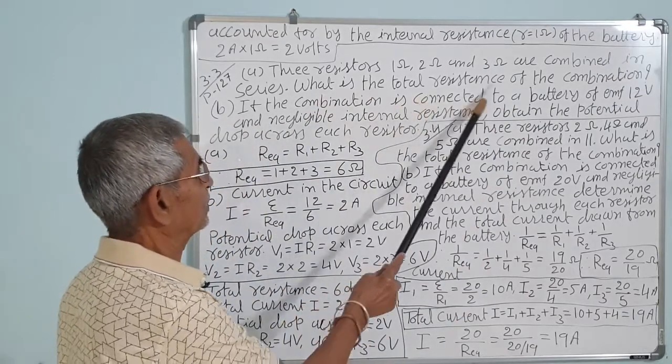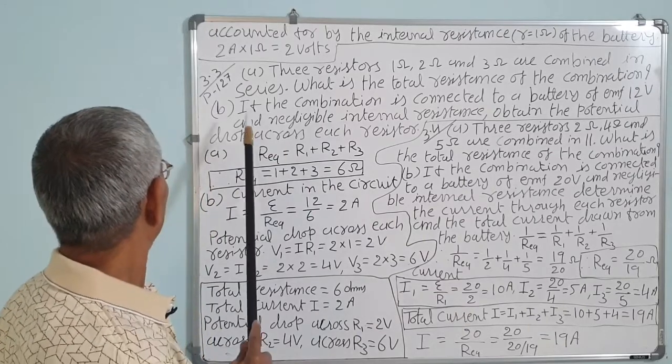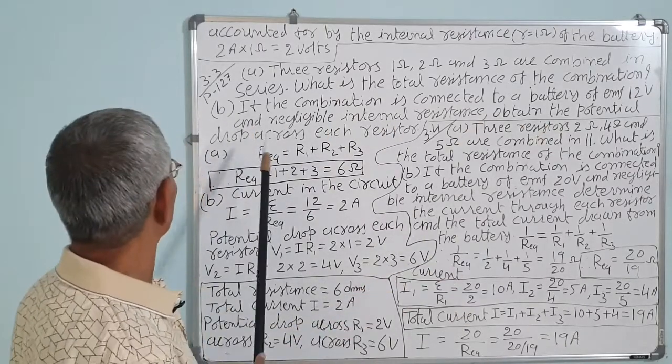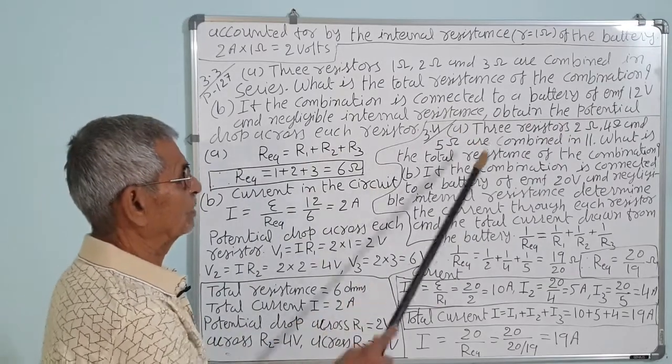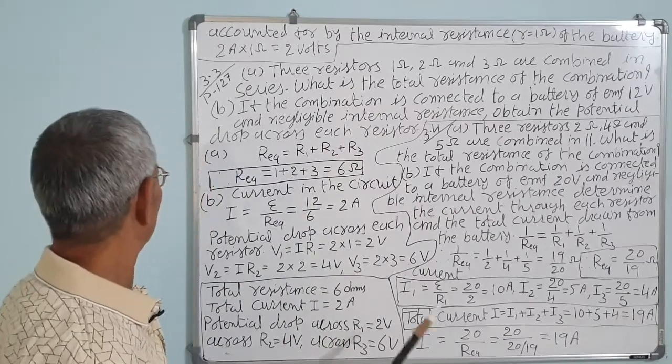What is the total resistance of the combination? That is the net resistance or equivalent resistance, correct. If the combination is connected to a battery of 12 volt and negligible internal resistance, obtain the potential drop across each resistor. Let us see the first part.